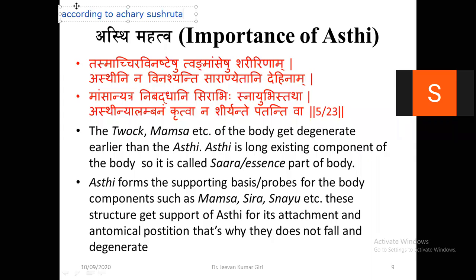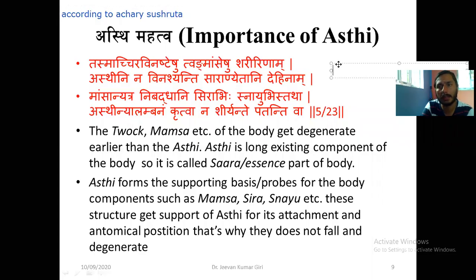If no single bone is present in the body, there is no site for the attachment of the muscles, no support for the blood vessels, no support for the nerves. Then they will all fall down and form one bulk, and they do not have their own identity. Are you getting? The main thing is that the bone or asthi forms the skeletal framework and the support for the soft tissue of the body, isn't it?